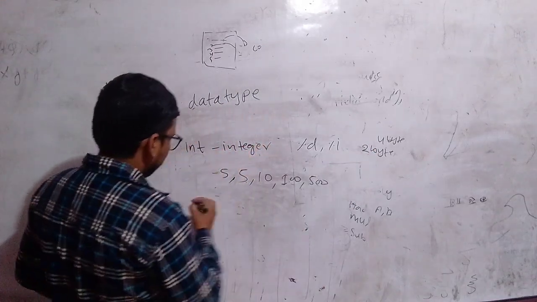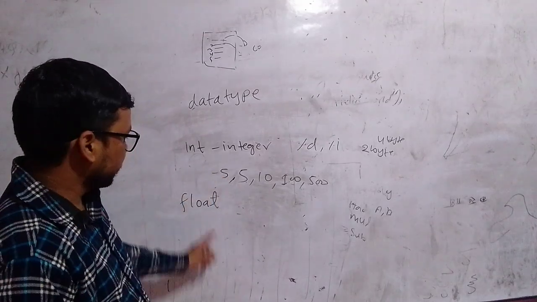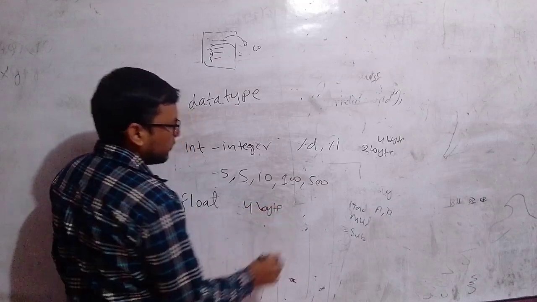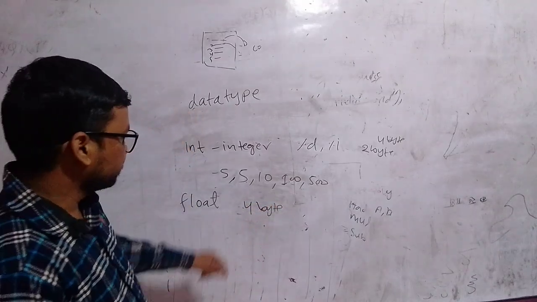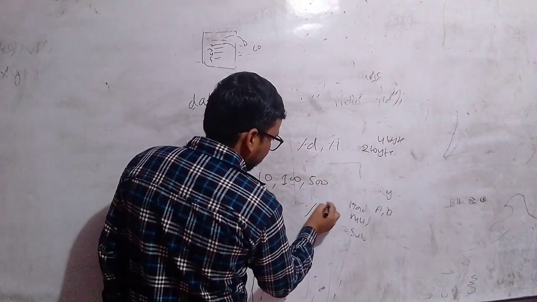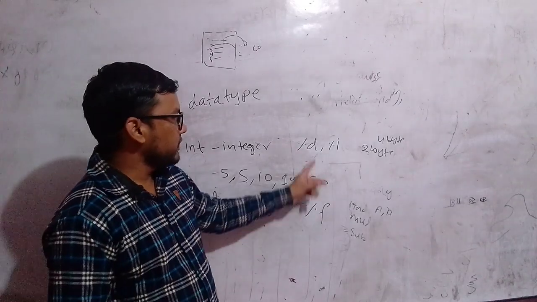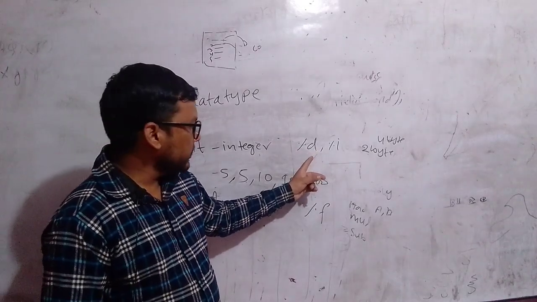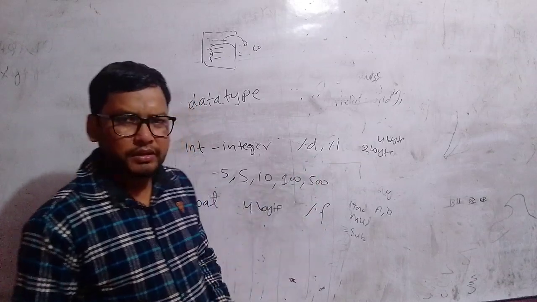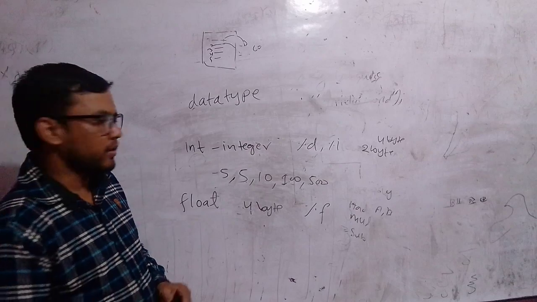Now, float. F-L-O-A-T. Float holds 4 byte of memory. It can be represented by %f. We need to remember these representations because we need to use these symbols while using the programming language to write the program.